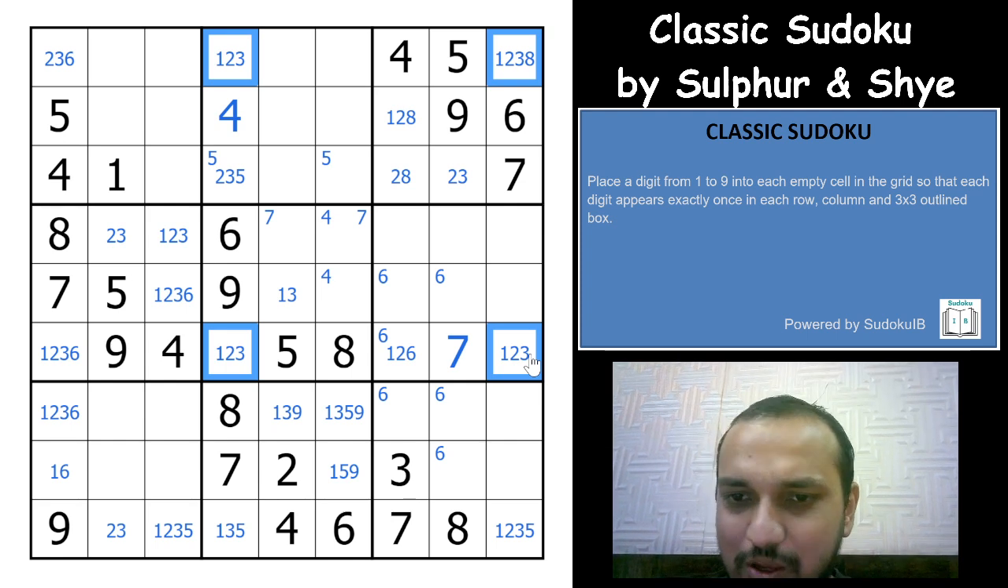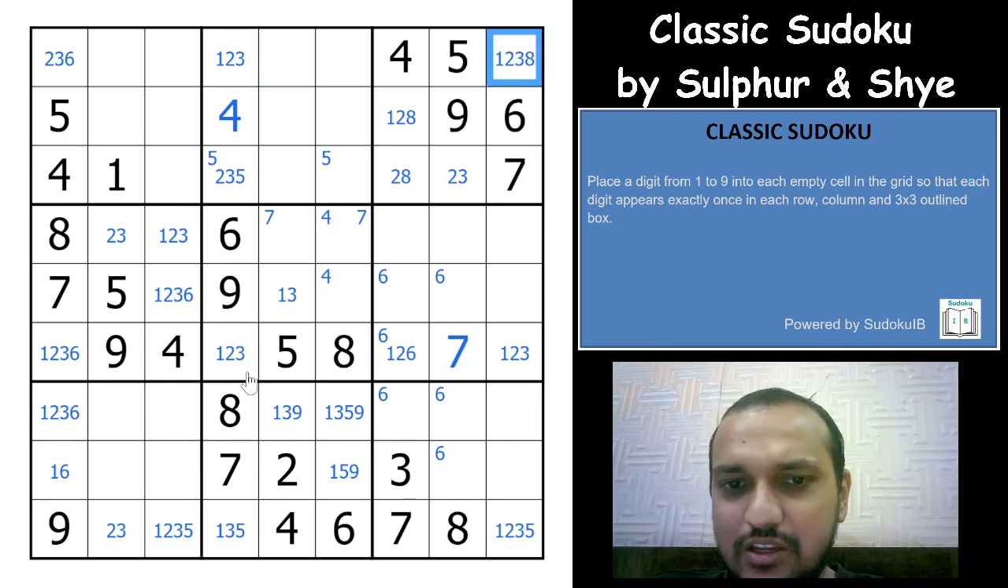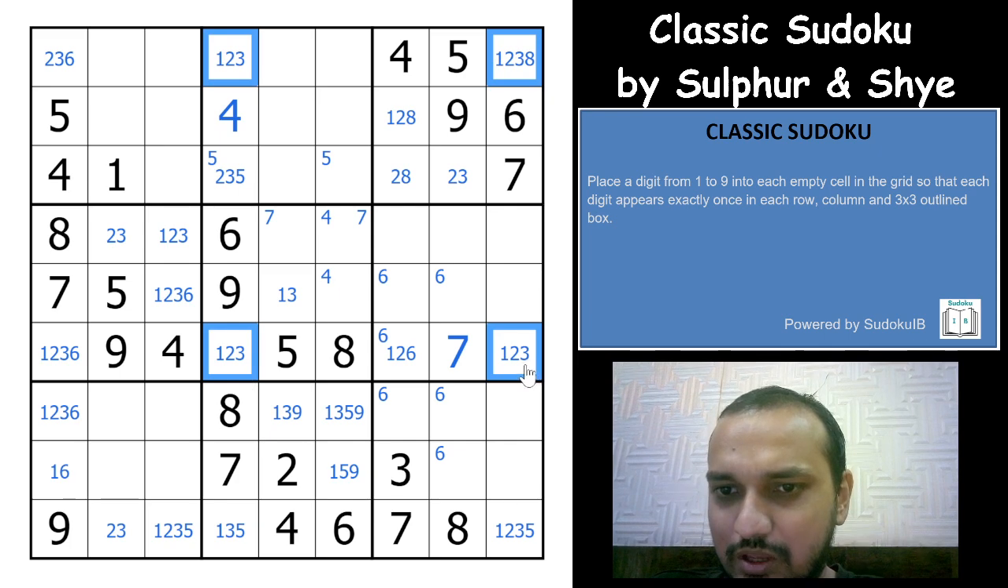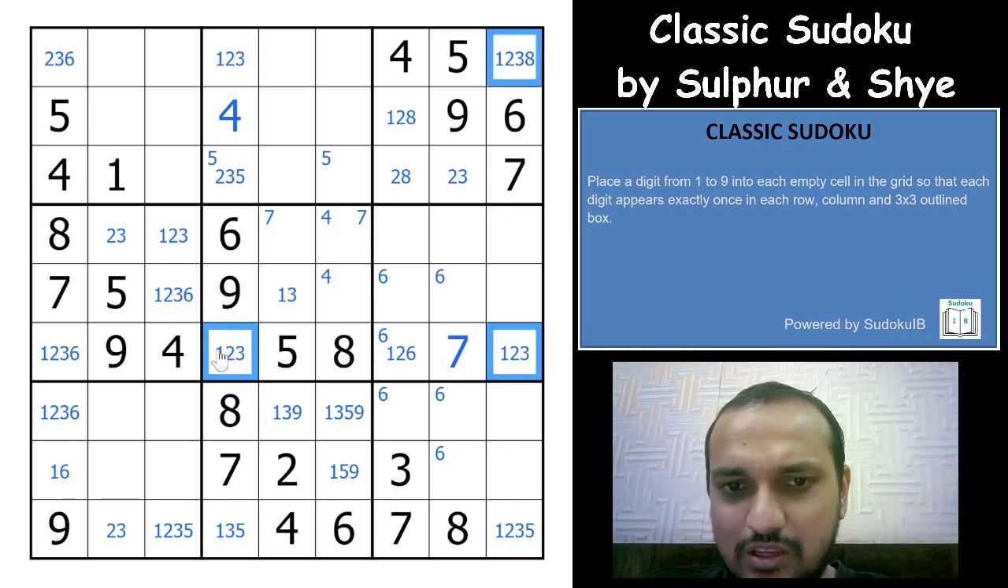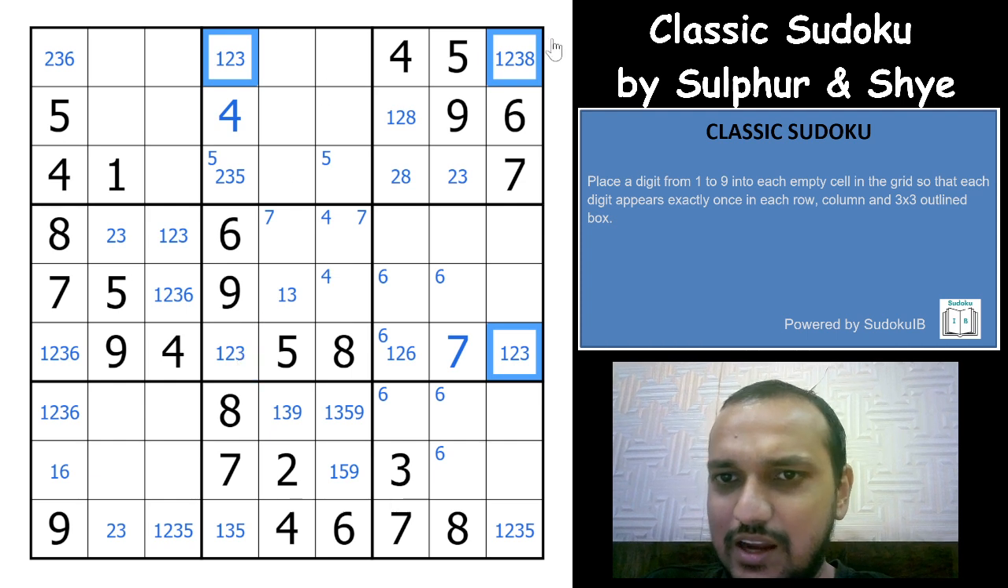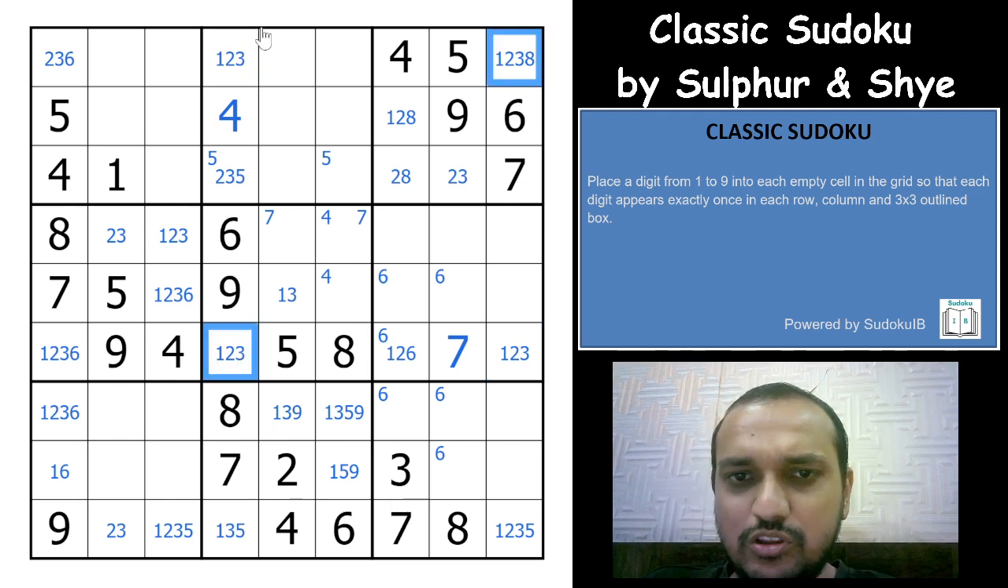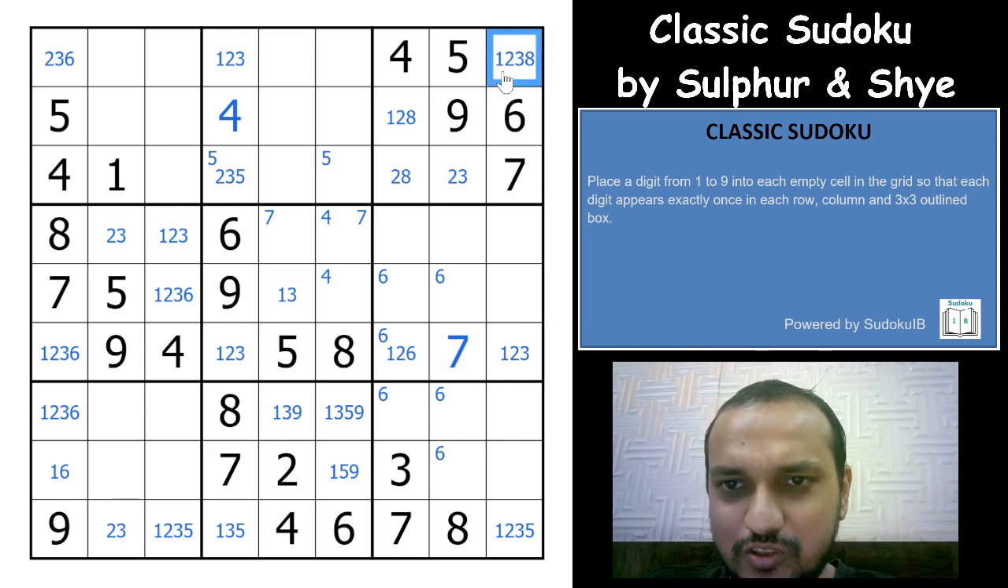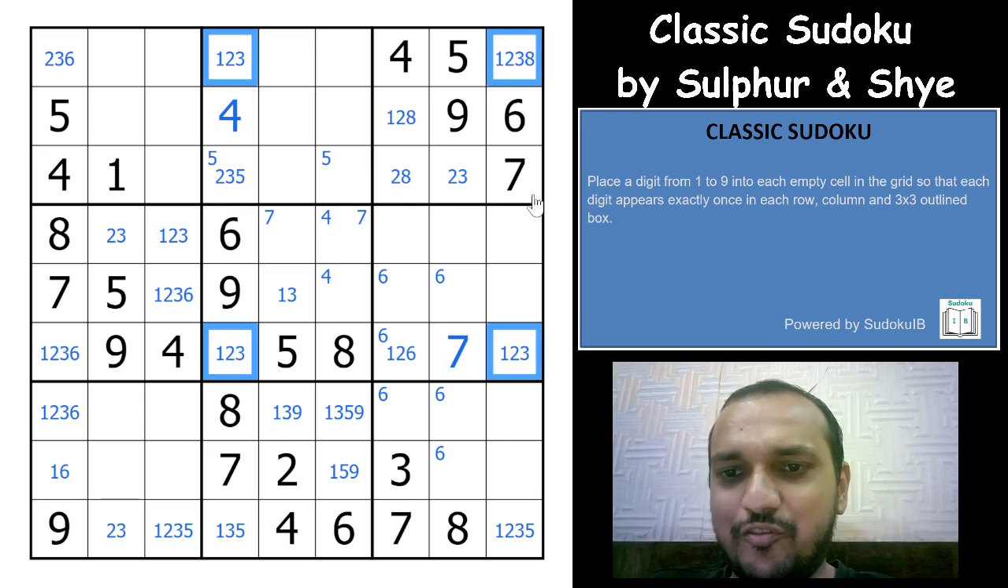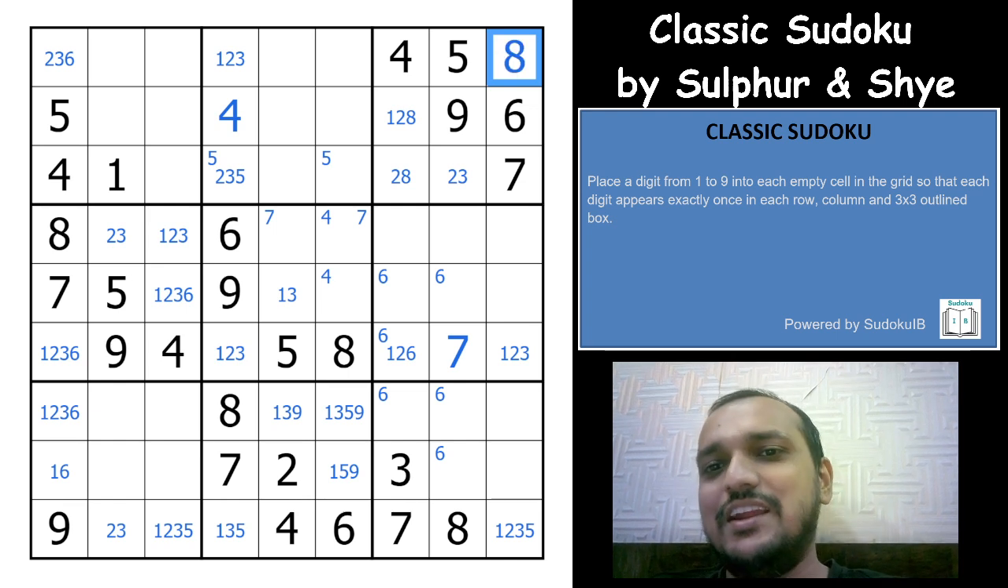They cannot be same. Of course, whatever you have here cannot be here, cannot be here, cannot be here. Whatever you have here cannot be here and here as well. The same thing, the diagonal logic is both the diagonal digits cannot be same. So which means all these four cells would have to be different. That means this is an 8.